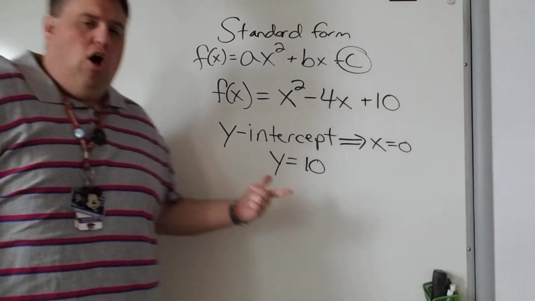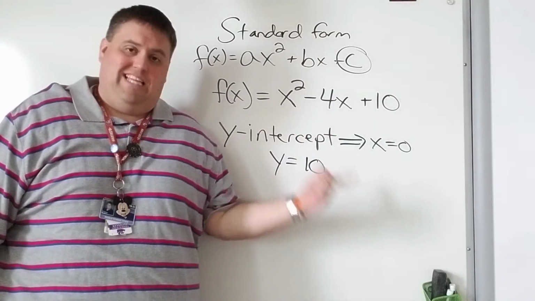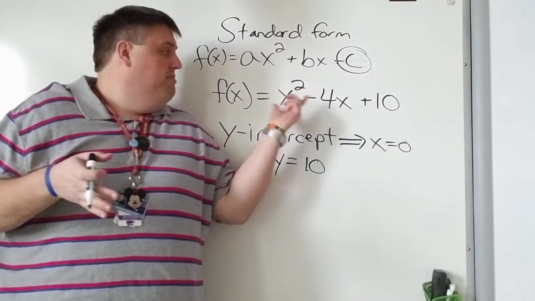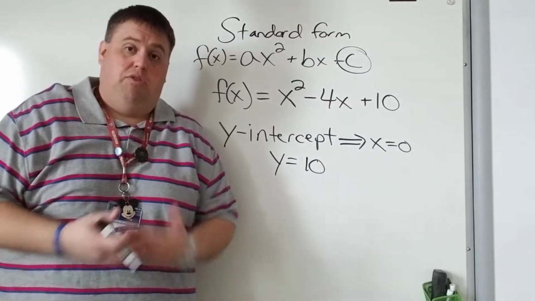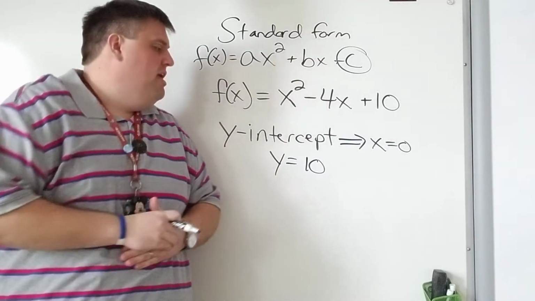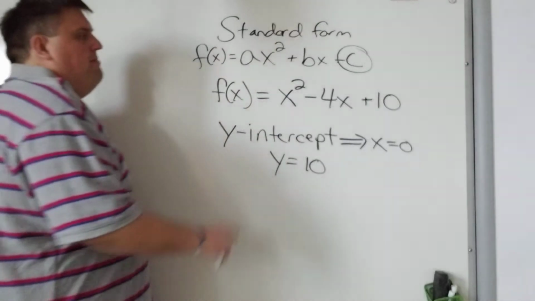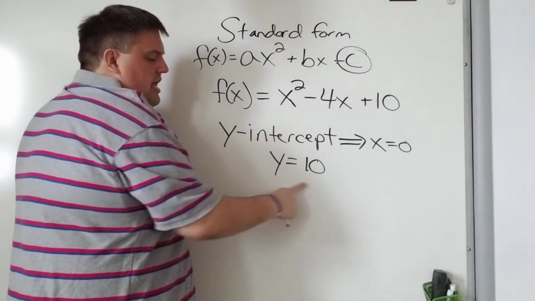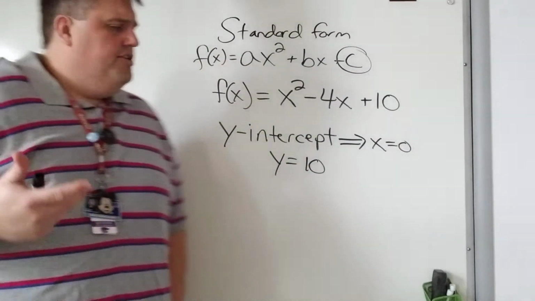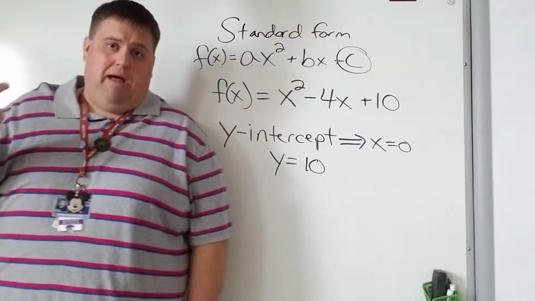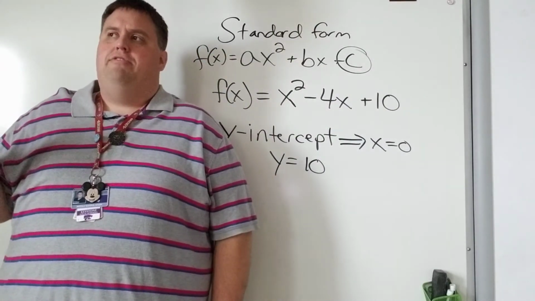All right, and that's always going to pretty much work in standard form because this will cancel out with a 0. We're always just left with whatever's at the end, right? So it is really nice. I know that my graph, this one, is going to cross the y-axis at 10. So that's probably the best thing about standard form, is I can find the y-intercept.